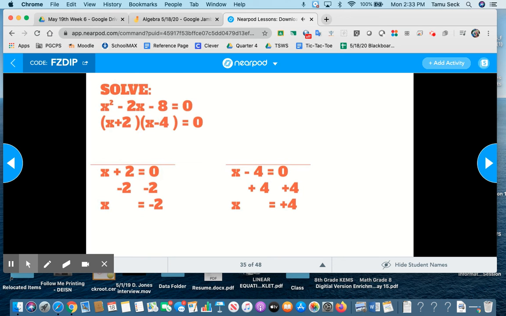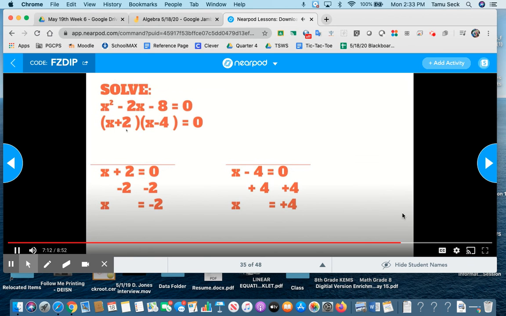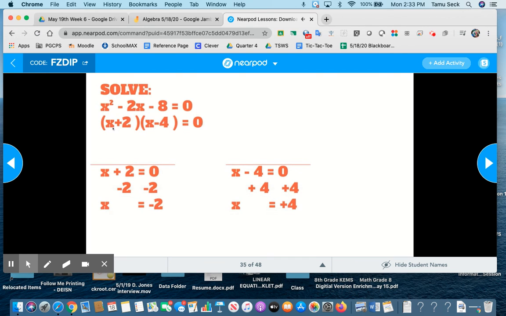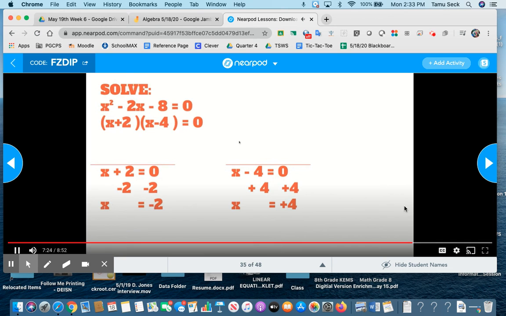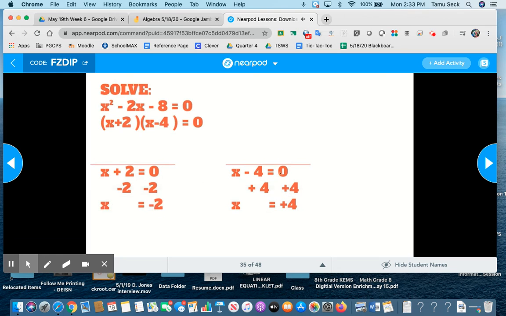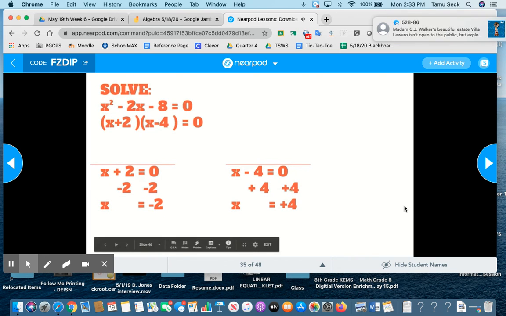But we need to know what is x when y is 0. In order to find that, we know that x plus 2 is 0 or x minus 4 is 0 in order for it to be 0. So we're going to set each one as 0. x plus 2 is equal to 0. We subtract 2 from both sides and we get x equals negative 2. Here we get x minus 4 is equal to 0. Add 4 to both sides, we get x is equal to 4.